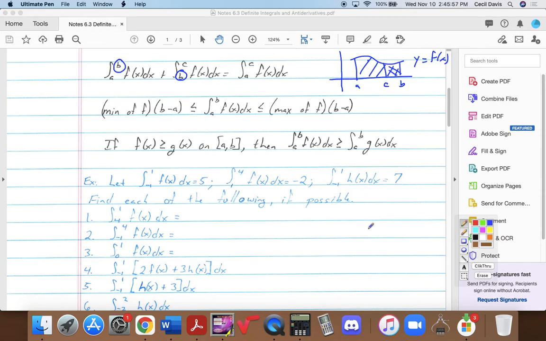Something that comes into the more theoretical side of things is that the minimum value of f on the closed interval from a to b, times b minus a, is going to be less than or equal to the integral from a to b of f of x dx, which in turn will be less than or equal to the maximum value of f on the closed interval from a to b, times b minus a. So please add that, times b minus a. Maybe even add a dot so that you know it's times.